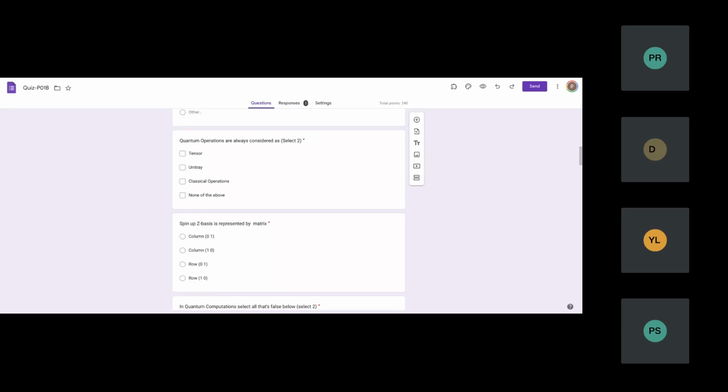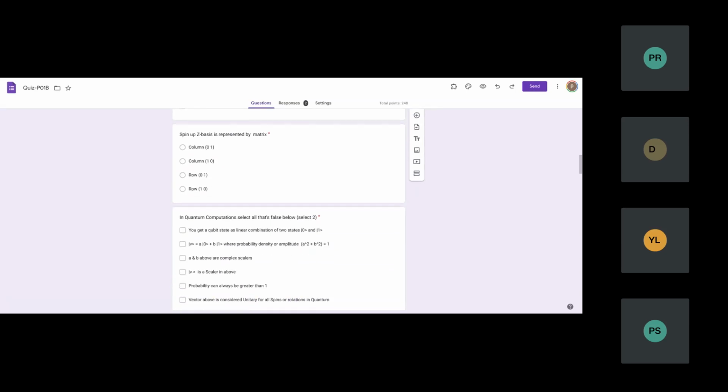Then next one, quantum operations are always considered, and you can select two. So tensor and unitary. Correct, that's what I have. Fantastic. So both of you are on the line.